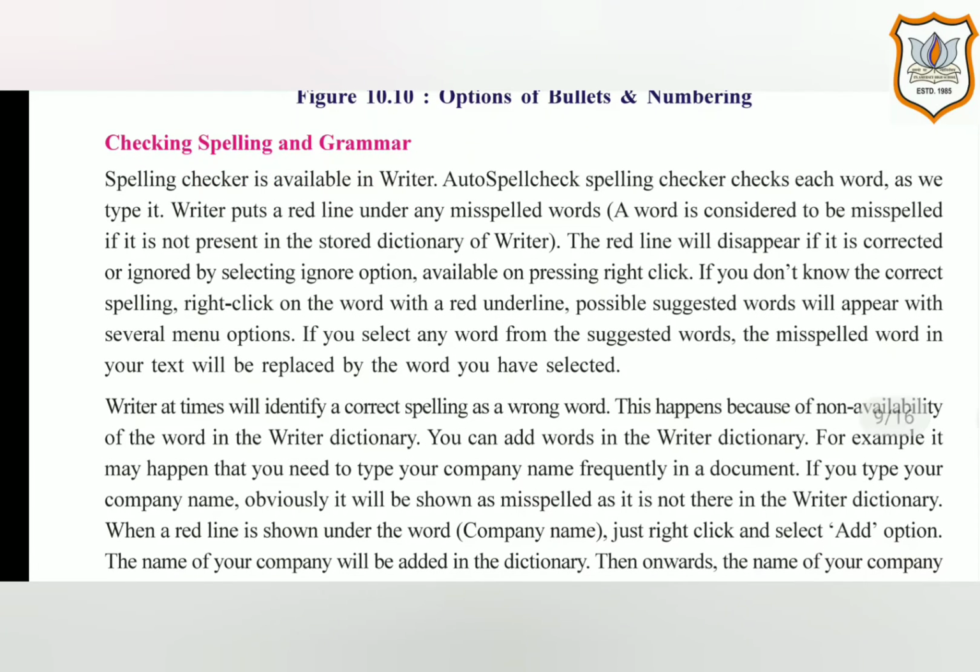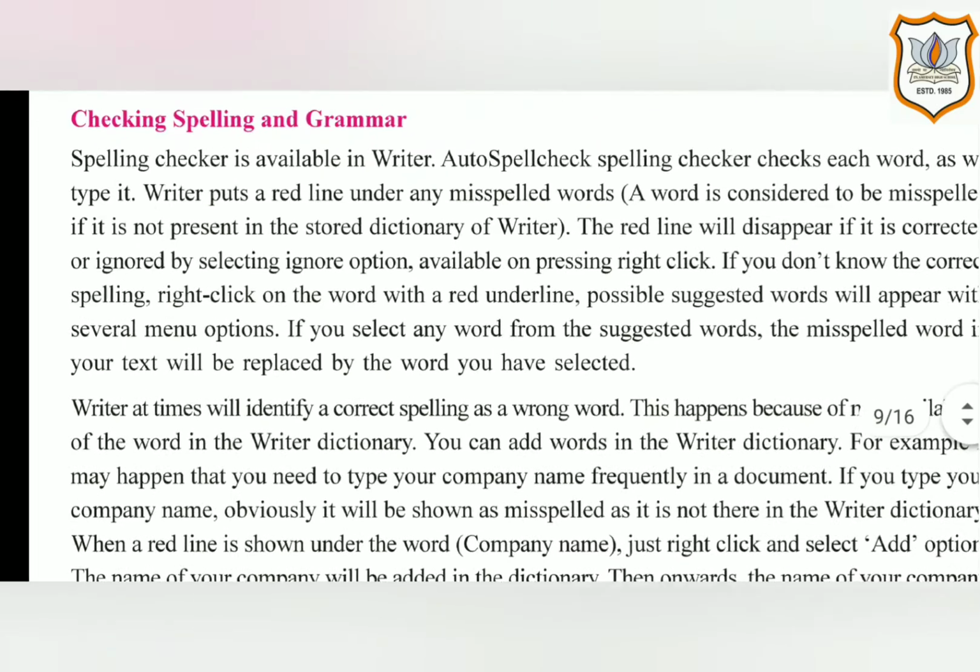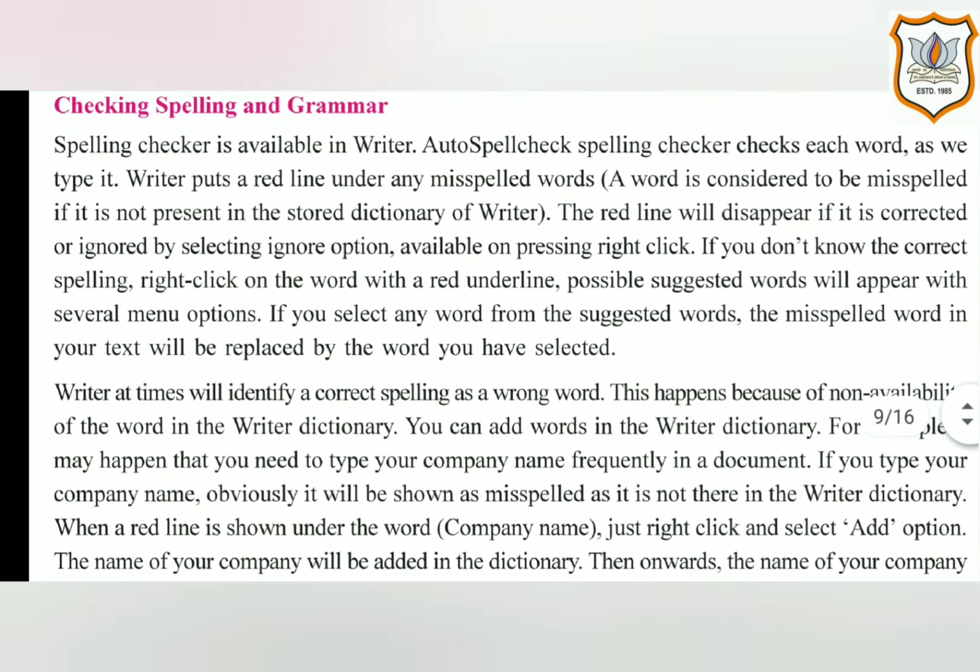Checking spelling and grammar. Spelling checker is available in Writer. Spell check. Spelling checker checks each word as we type it. Writer puts a red line under any misspelled words. The red line will disappear if it is corrected or ignored by selecting the ignore option available on pressing right click.